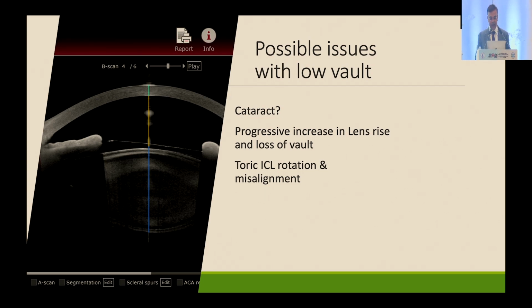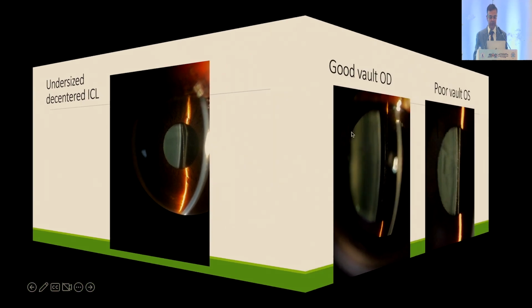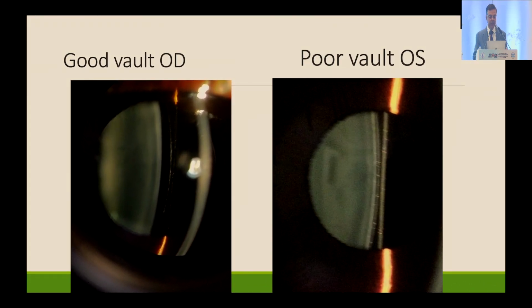And then these vaults can be managed. The lowest vault that I would leave behind is maybe 150 to 200 microns. Anything less than 100, I would be watching out for any changes and then maybe go for an exchange. But the tolerance is good now. If you have an undersized ICL, you will sometimes get lenses which are kind of sinking down, a sunset syndrome kind of thing, and you can see that the knuckle of the ICL is right there in the pupil. So these patients will not do well, especially if it's a toric ICL.